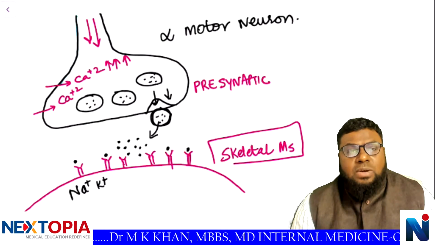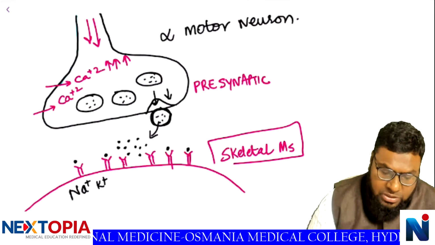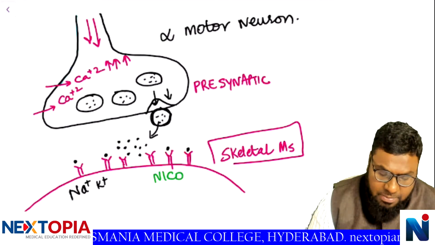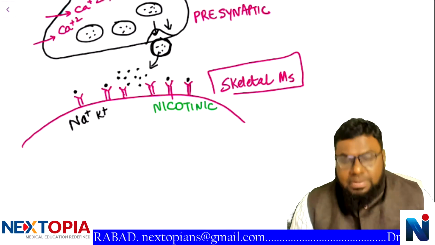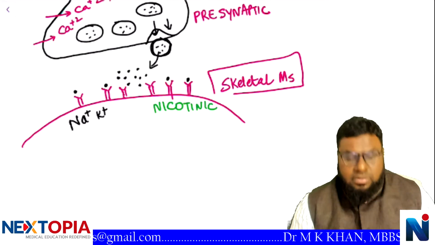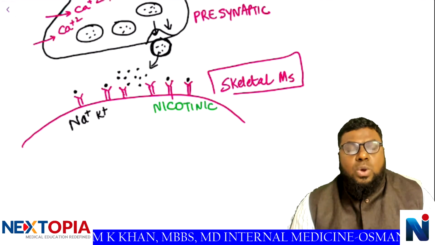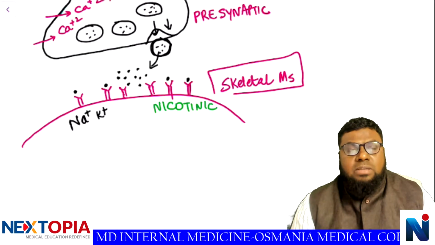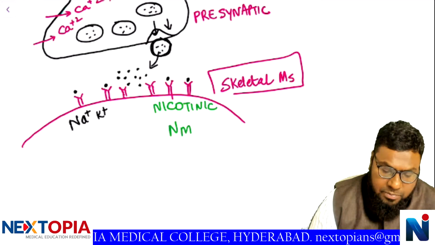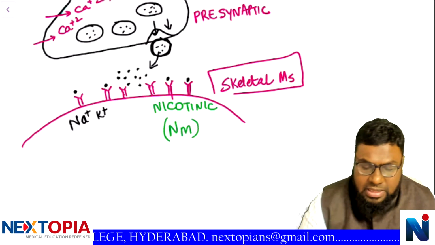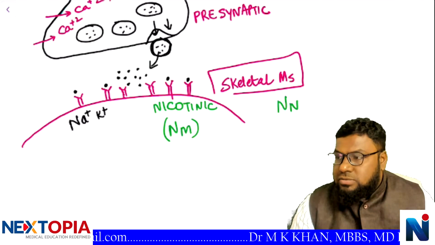What happens when acetylcholine is released? It binds to the nicotinic receptor in the postsynaptic skeletal muscle area in the synapse, wherein the nicotinic receptor is located on the muscle membrane. This type of nicotinic receptor, you call it NM. M stands for muscle. We have another type of nicotinic receptor called NN, where N stands for nerve.